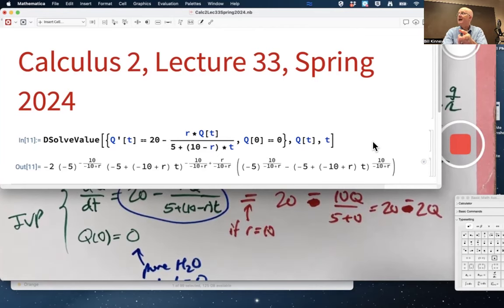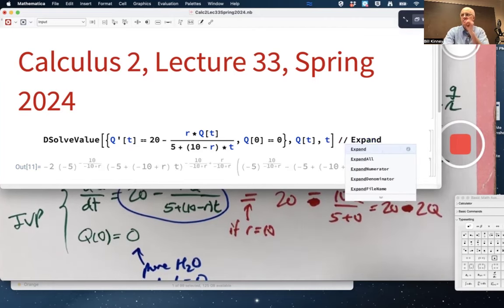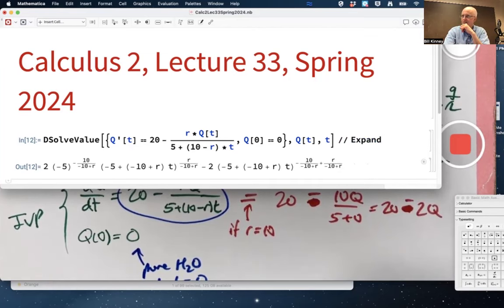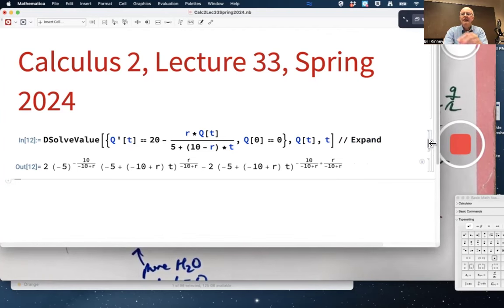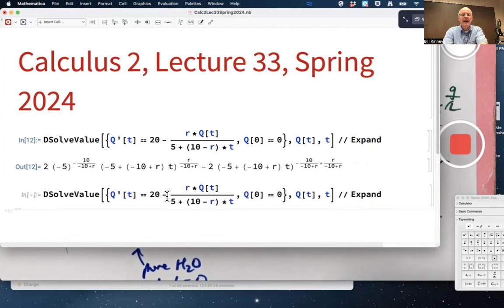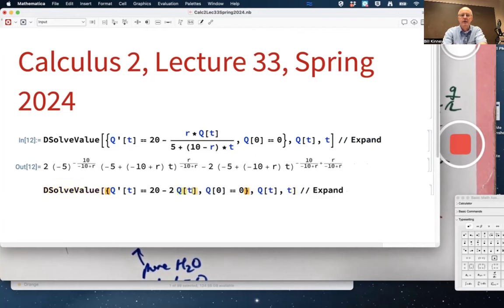Imagine finding that by hand. It'd be very hard. If you use expand, it helps a little bit. It's a little simpler, though not much. If we plugged in R equals 10, it does become simpler because, once again, this thing here becomes 2 times Q. And it's a pretty simple function when R is 10. That one you could find by hand with separation of variables.